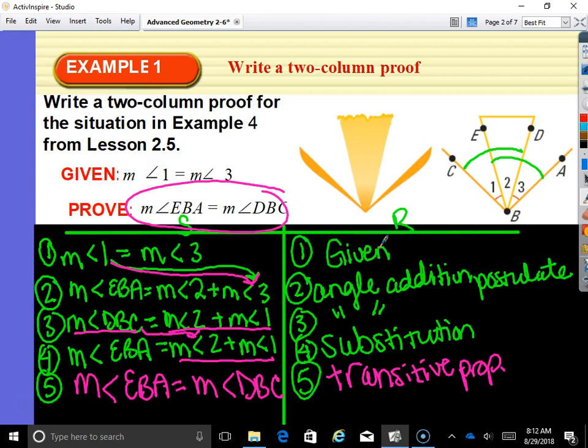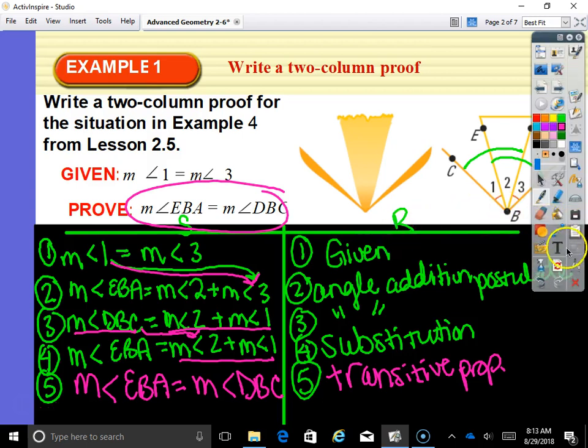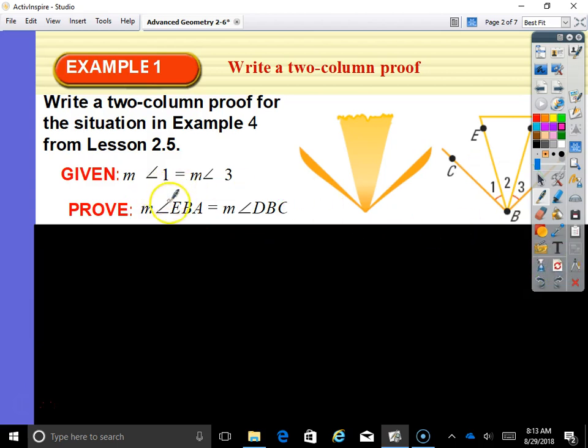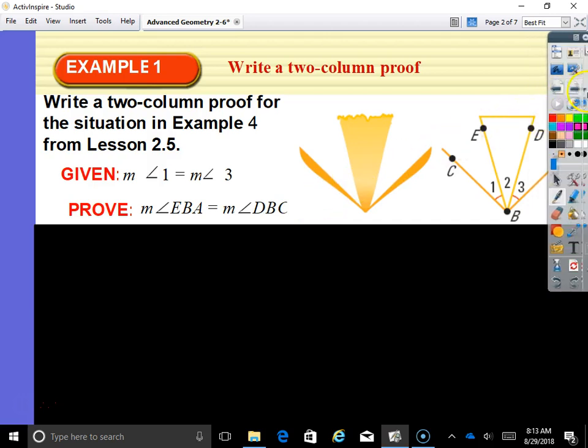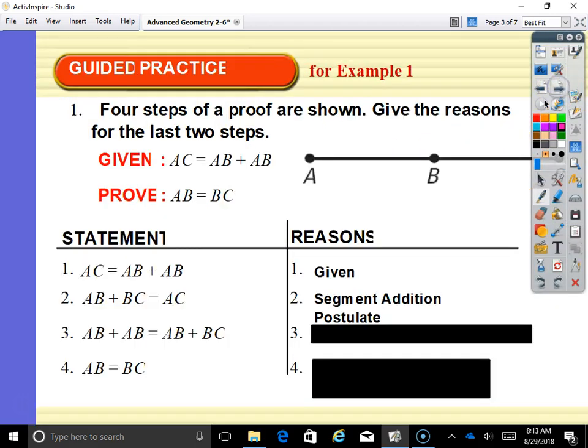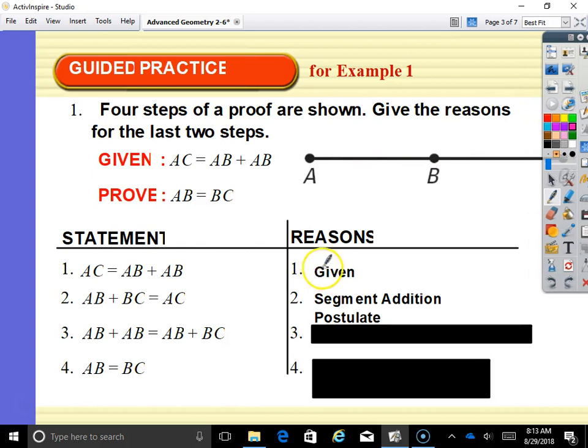This is a geometric proof, which you guys don't love. I know the algebraic ones are a lot easier, but you'll start to get the hang of these, and they're really not that bad. Start with your givens. Then what else do I know? There has to be something else that I know. Is it segment addition? Is it angle addition? What have I learned so far? And then you kind of just go with that until you see how to get to that proof statement. And sometimes looking at where you need to get to can help you figure out how to get there. So you can always work your way backwards too.